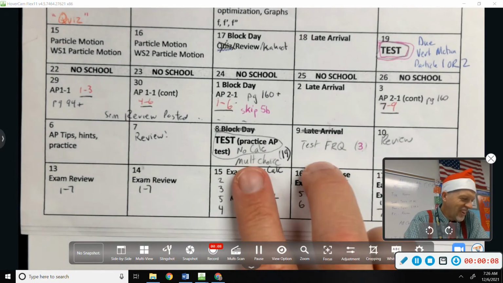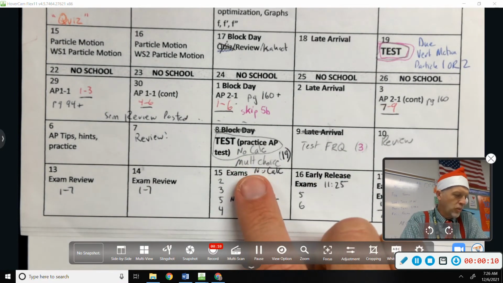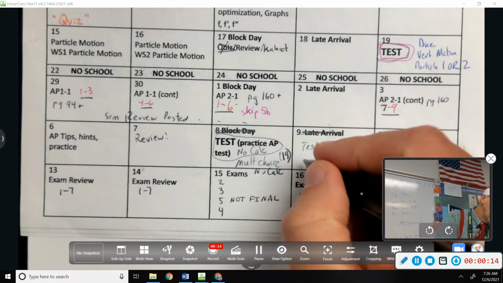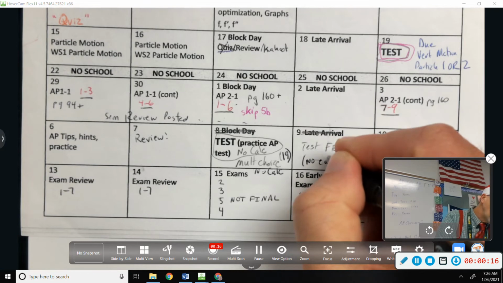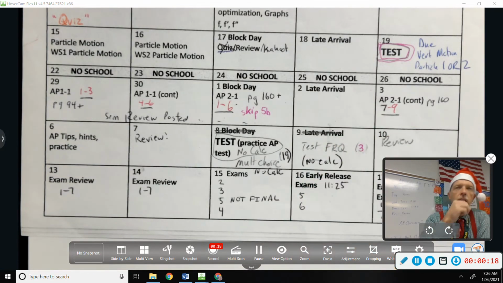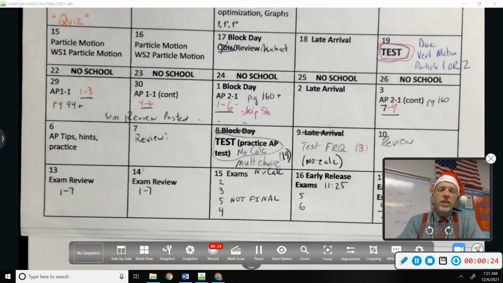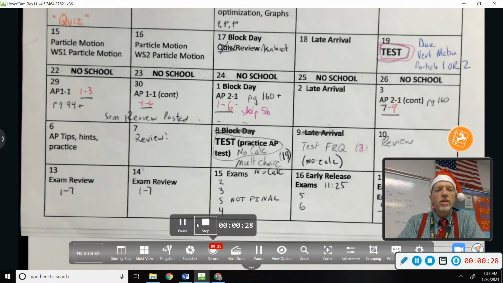So we have a 2-day test this week. Wednesday is the multiple choice. Thursday is free response. It's all no calculator. We haven't done a whole lot of working with the calculator, so we'll stick with no calculator. I'll talk a little bit later today about what you have to do with the calculator on the AP test, what they expect you to be able to do with the calculator.